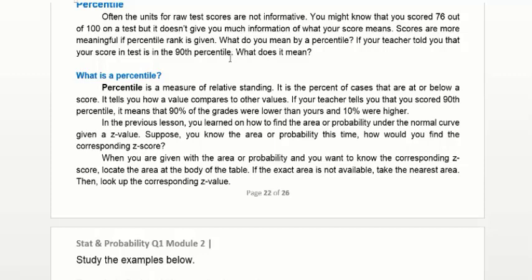So, we use percentile rank. If your teacher told you that your score in the test is in the 90th percentile, it means you're above. Percentile is a measure of relative standing within a group. It is the percent of cases that are at or below a score. It tells you how a value compares to other values. If your teacher tells you that you scored in the 90th percentile, it means that 90% of the grades were lower than yours and 10% were higher.